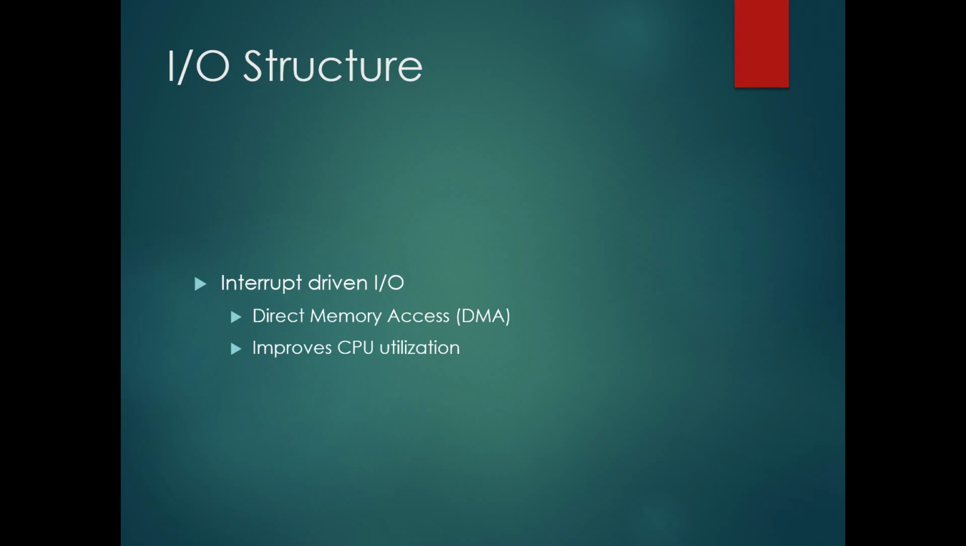The next is I/O structure. I/O operations are handled using interrupt driven I/O. To improve performance, systems use direct memory access, that is DMA. DMA allows data transfer without continuous CPU involvement, which improves CPU utilization. And the highlight here is that DMA is important for high speed devices.